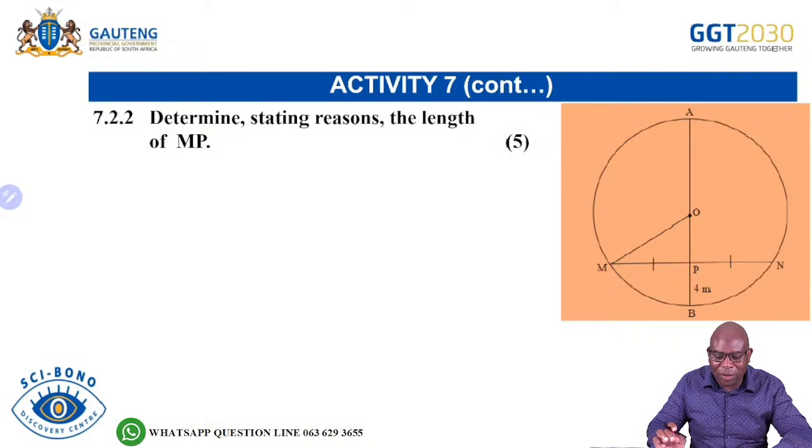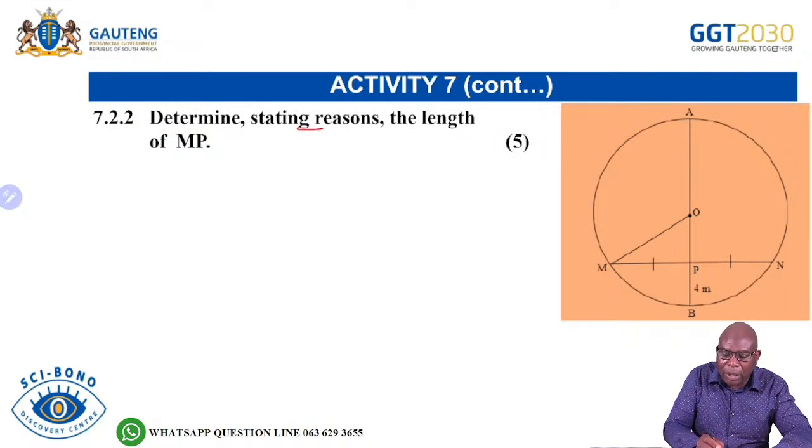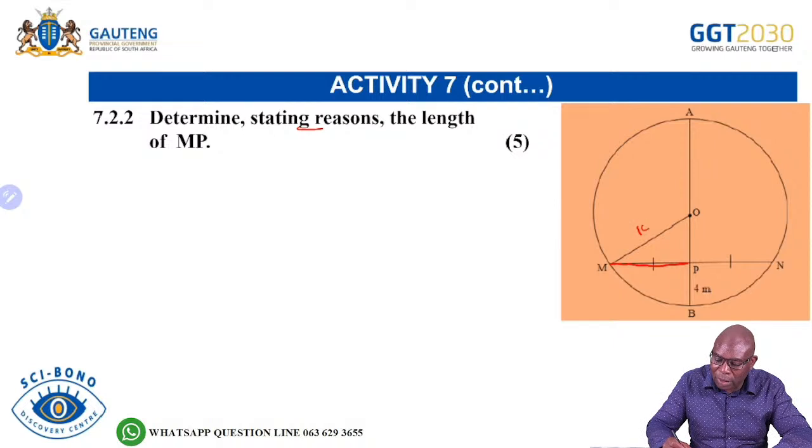Okay, the next question obviously will say, stating the reasons, the length of MP. So if I take MP there, what is the length of MP? I already know that this is 10 meters, and I need to find the length of that. But I already know that the line from the center of the circle to the midpoint of the chord is perpendicular to the chord. So that's the reason they're talking about here. So, which means it's perpendicular to the chord.